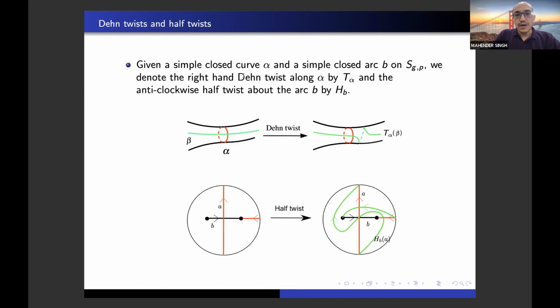Given a simple closed curve alpha and a simple closed arc B on the surface S_{g,p}, we denote the right-hand Dehn twist along alpha by tau_alpha, and the anti-clockwise half twist about the arc B by H_B. Here is the Dehn twist of beta along alpha, which we denote by tau_alpha(beta), and here is the half twist. Just focus on the vertical red one, and I'm taking the half twist along this arc joining these two dots. That is exactly this S-shaped arc, H_B(a).